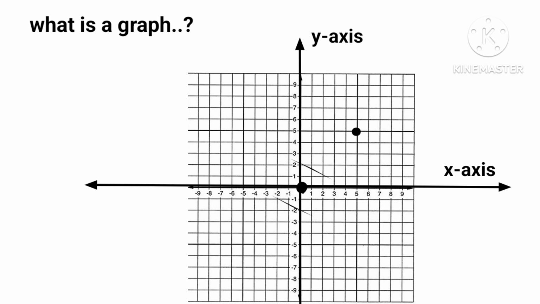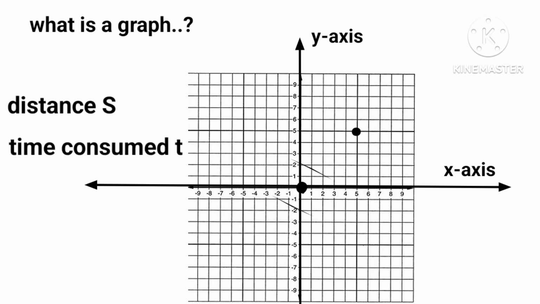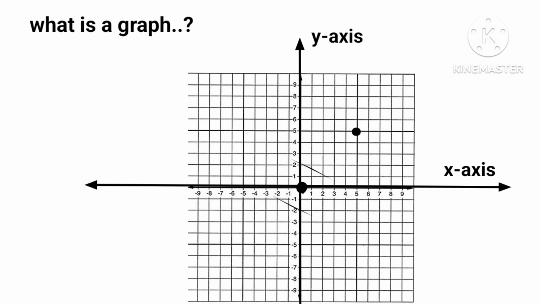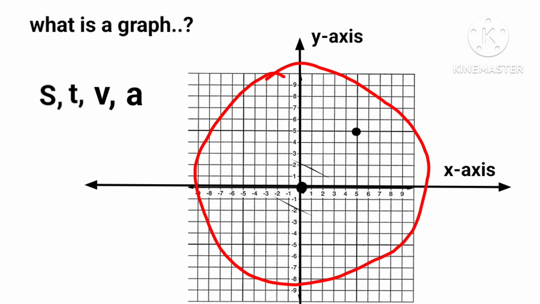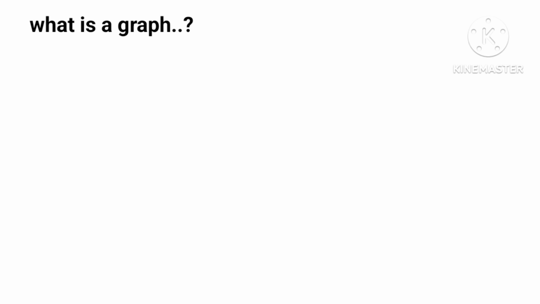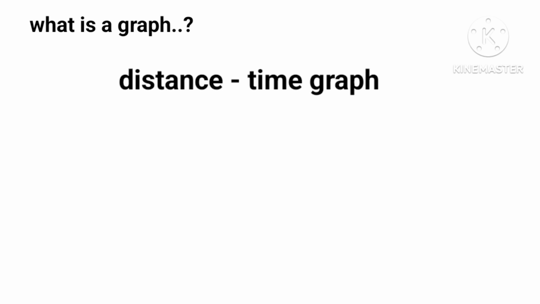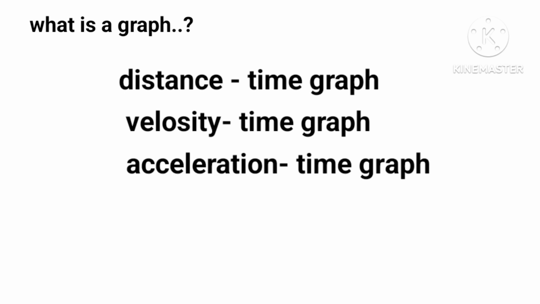There are four parameters that define a motion: distance traveled s, time consumed t, therefore speed or velocity v, and acceleration a. All of the four parameters are interconnected to each other. In fact, one of the best ways to understand how they are connected in science is to draw graphs between them and make conclusions. In physics, one should be able to interpret motion by looking at graphs. Basically, the three kinds of graphs we shall try to interpret are distance-time graphs, velocity-time graphs, and acceleration-time graphs.